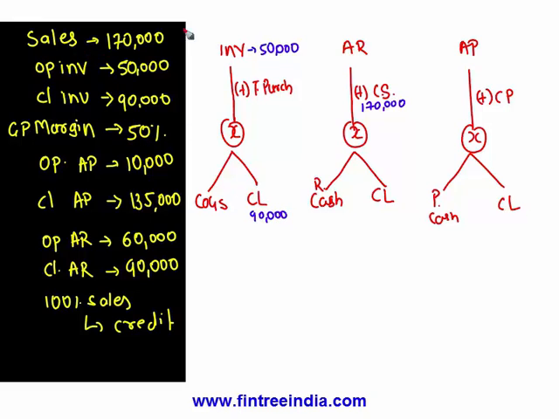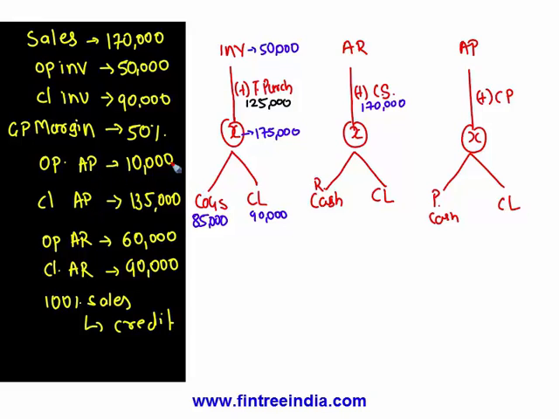COGS, your sales is 170. Gross profit margin is 50%. So therefore your COGS would be again remaining 50%, 85. So 85 plus 90, this X is 75. And therefore amount of purchases has to be 125. How many of you got this right? Great.